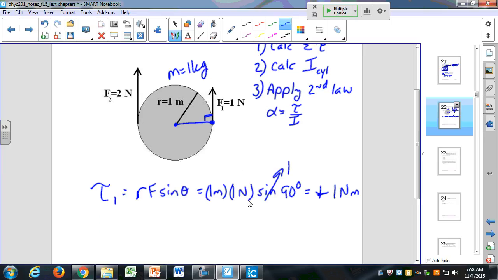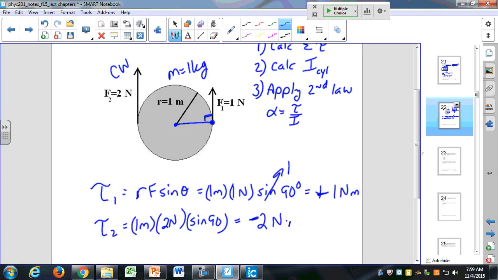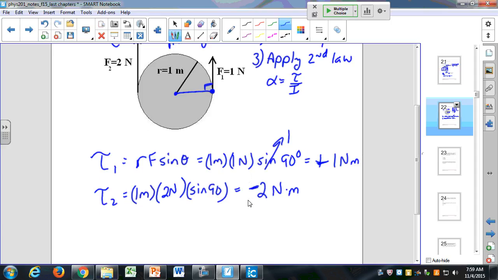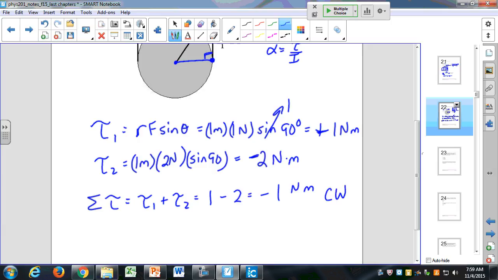And then you can probably tell right off what torque 2 is. It's going to be negative 2 Newton meters because you still have 1 meter for R, now you have 2 newtons, and you still have sine of 90, which is 1. But it is causing a clockwise motion, so it's negative 2 Newton meters. When I do that, the net torque will be torque 1 plus torque 2, which is 1 minus 2, or negative 1 Newton meter. That means it's going to feel a torque in the clockwise direction. So you should always not just give the sign, but also say that the direction of the rotation is clockwise.